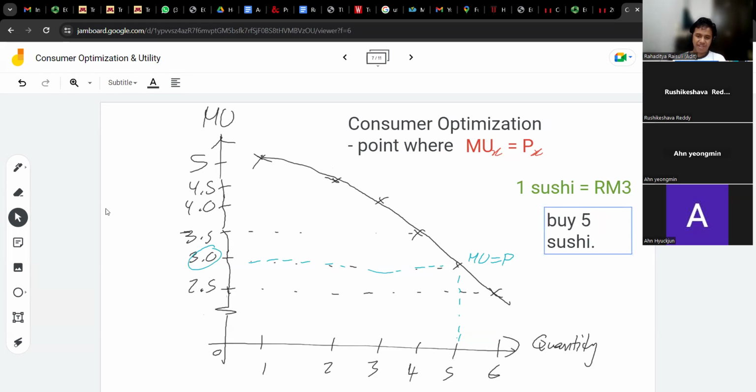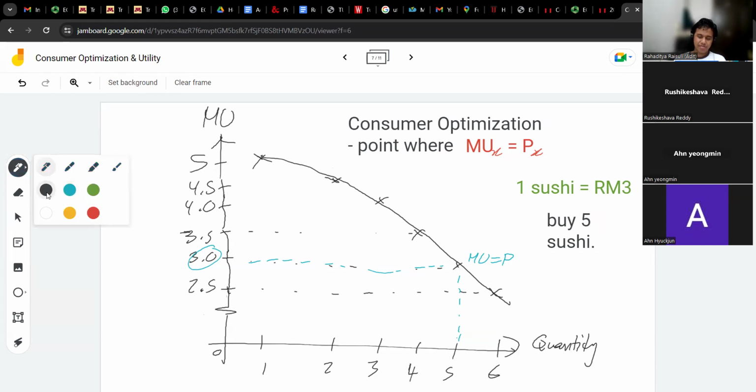By the way, I forgot to label this, but don't forget to label your line as MU. Even though you already put MU up here, you have to label this line as MU as well, the MU curve. Or you can even write it as MU/DD, because here's the thing about the MU curve. Your MU is actually the same thing as your DD curve, which is a bit hard to explain, but yeah.